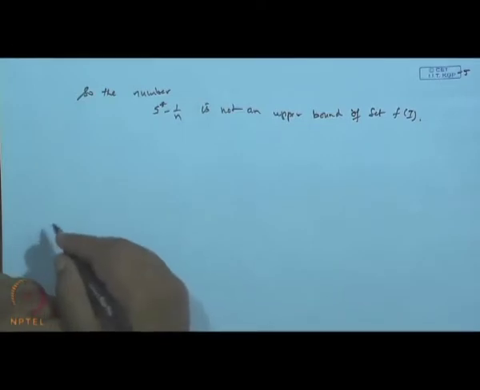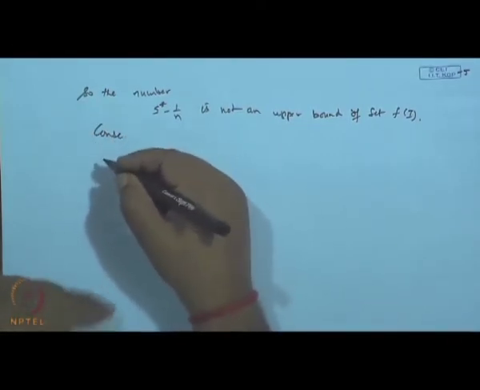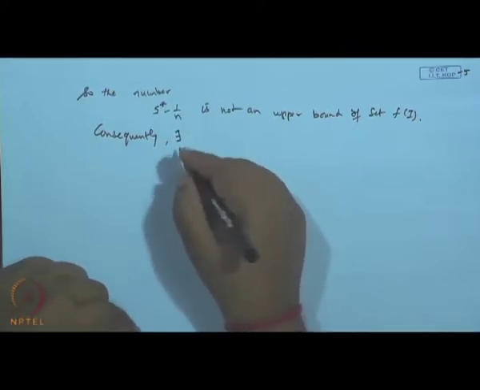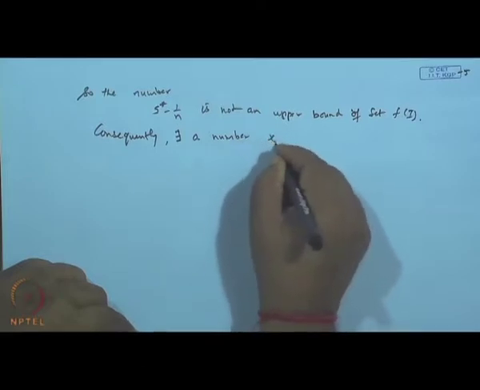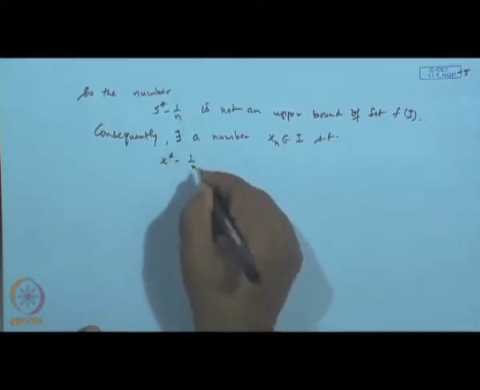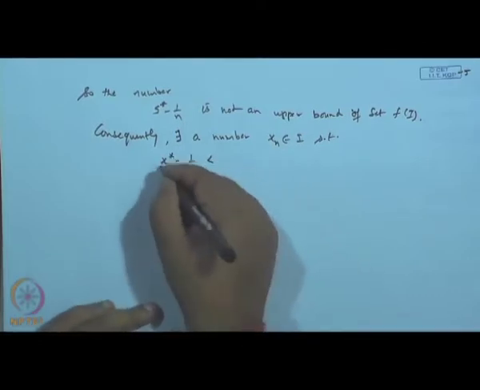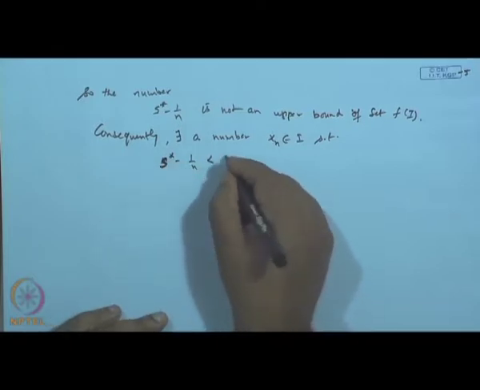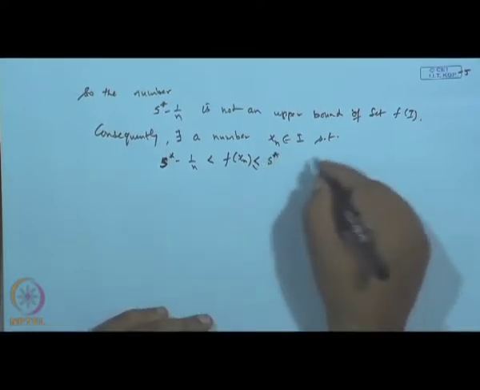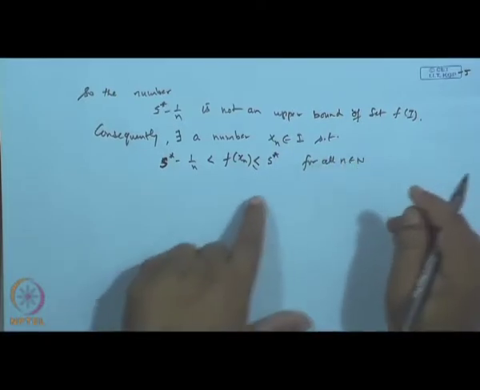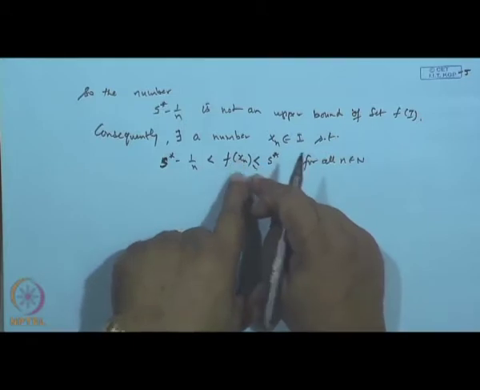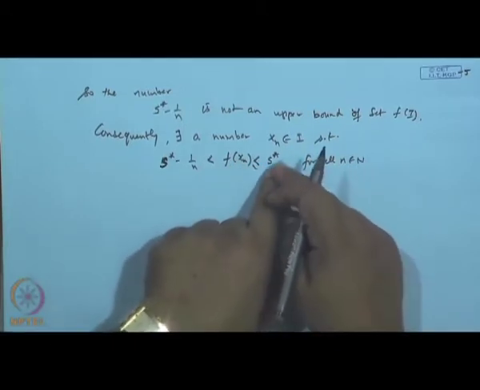Consequently, there exists a number x n in I such that S star minus 1 by n is less than f of x n, which is less than or equal to S star, for all n belonging to the natural numbers, because S star is our upper bound. So when you take a number slightly lower than S star, we can find some x n in I so that the functional value at x n exceeds this number, and obviously it remains less than or equal to S star, because it is the least upper bound.